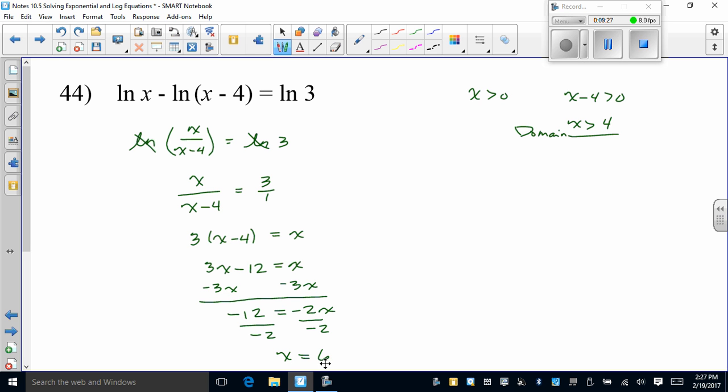Now, if you're still stuck on the domain, it's just that it has to be the larger of the two domains. Sorry, not the larger, the smaller. This includes 0 through 3. This one does not, so I grab this one.